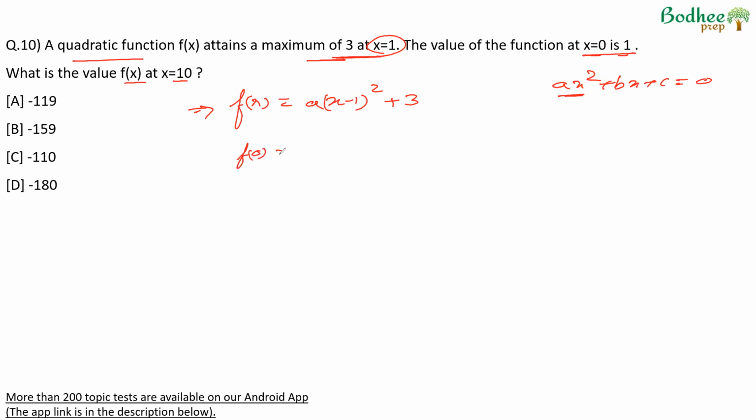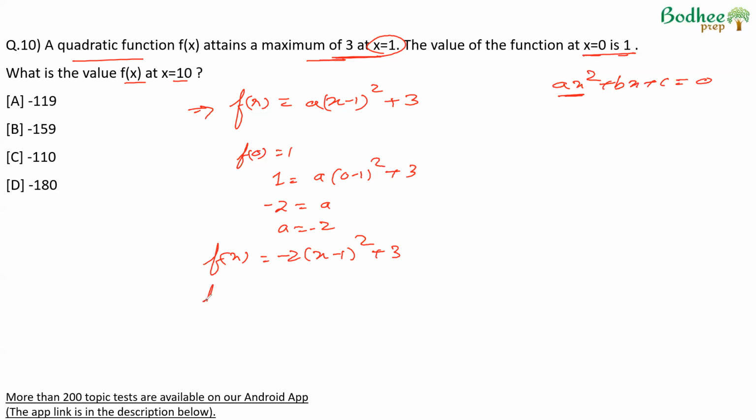So f(0) is equal to 1, which means 1 is equal to a into (0 minus 1) whole square plus 3. So 1 minus 3, which is minus 2, is equal to a into 1 square, which is a. So a becomes minus 2. So my net function becomes minus 2 into (x minus 1) whole squared plus 3. If you put x is equal to 1, we will get the maximum, which will be 3.